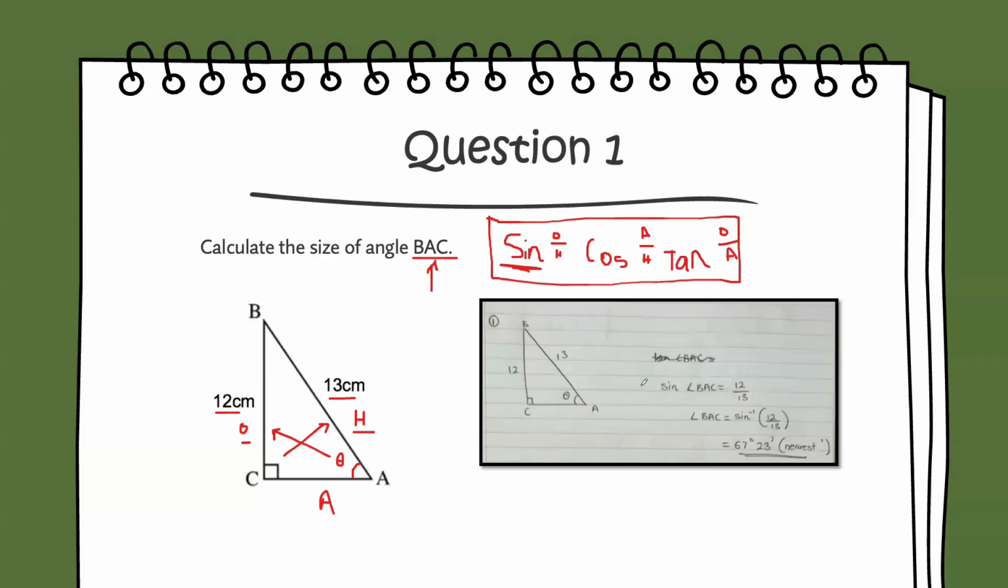And how do we figure this out? Sine of the angle, or sine theta, is equal to 12 over 13, because 12 is opposite and 13 is the hypotenuse. Now, if we want to find the angle by itself, we take the inverse of sine. That's just a calculator operation. You do the inverse of sine of the fraction that you have, put that in your calculator, and you'll get 67 degrees and 23 minutes to the nearest minute. So that's the size of this angle here.